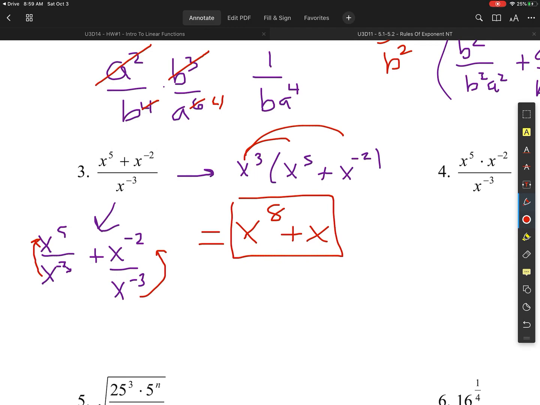All right, because over here, we're going to have x to the 5th plus 3, while over here, we're going to have negative 2 plus 3 to give us that positive. So whichever way you do it, perfectly fine, we get the exact same answer.